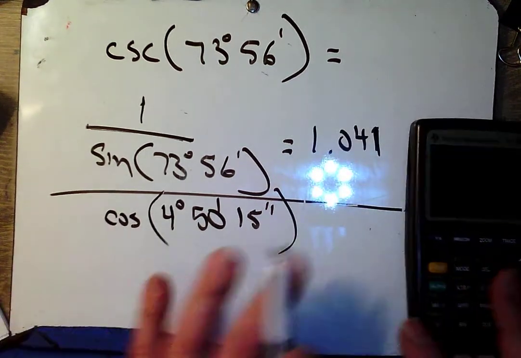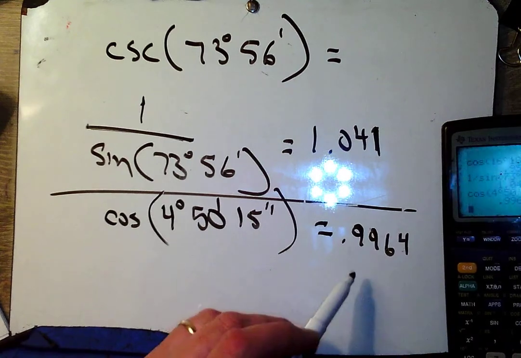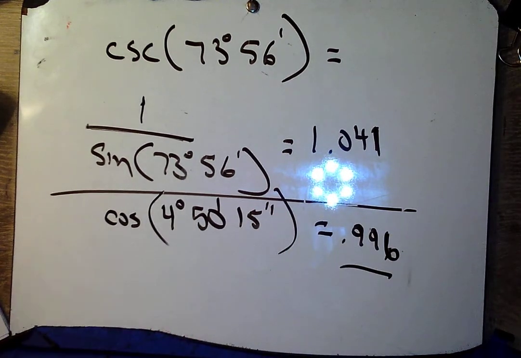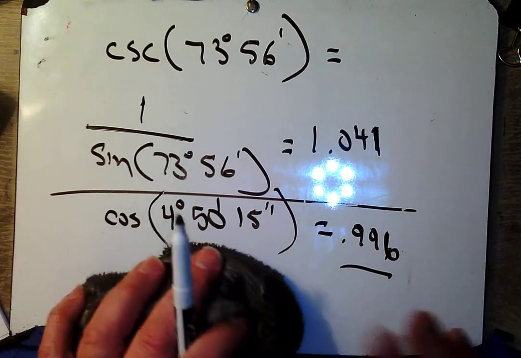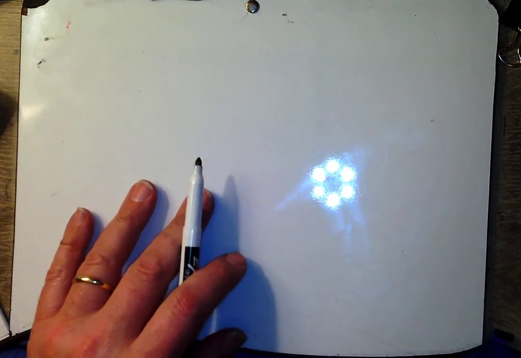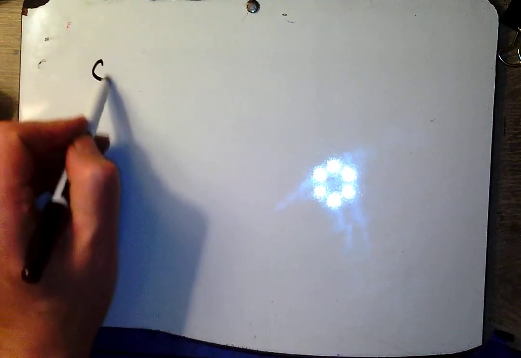So that turns out to be 0.9964, or just 0.996 when we round to 3 places. So you need to be able to evaluate using your calculator. Now, you also need to be able to do some evaluating without your calculator, as I alluded to earlier.